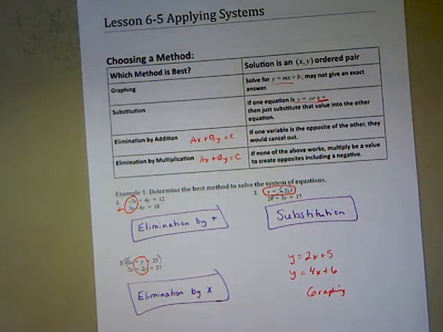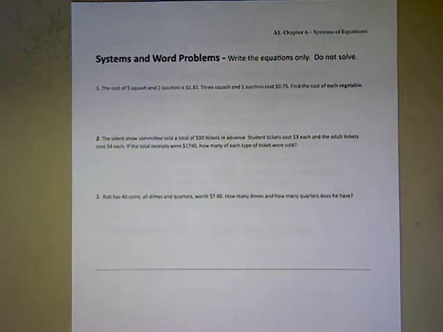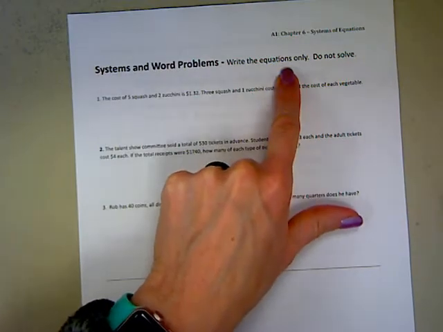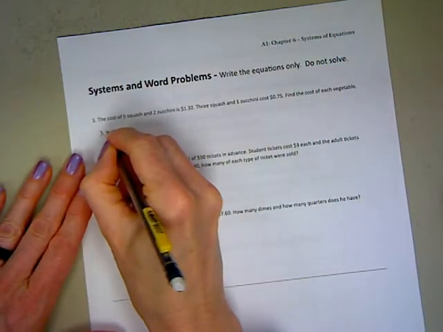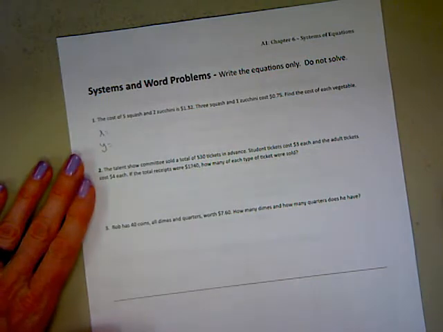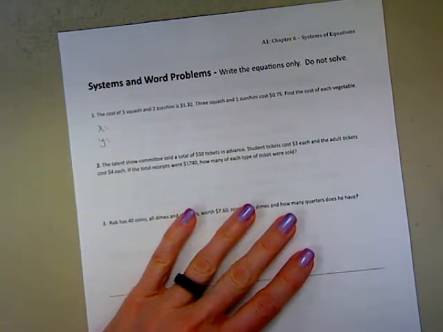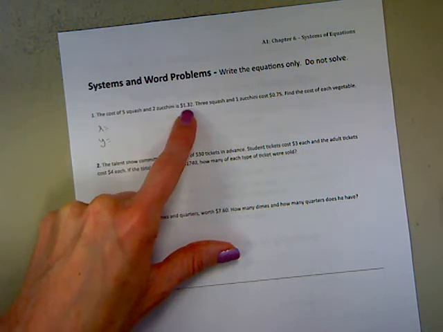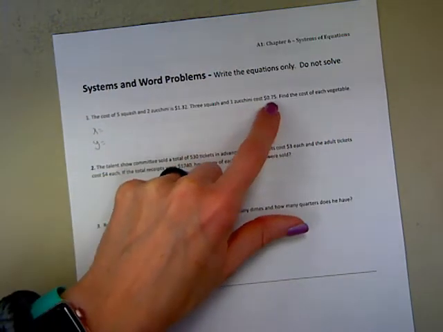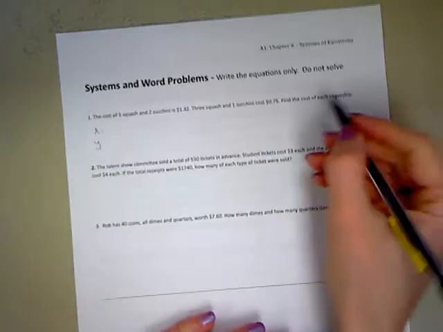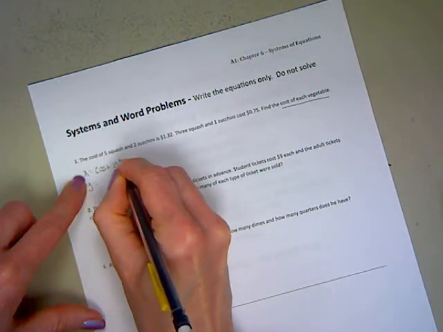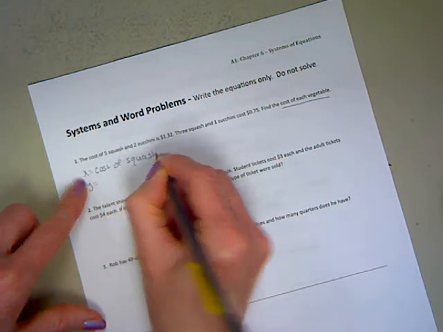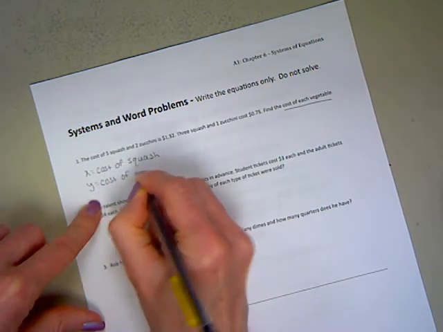Okay, flip the page. We are going to write out the equations, but we are not solving them. We're just practicing here. So we have two variables, an x and a y. We need to define what they are for each problem. So let's read the scenario and then figure it out. It says the cost of 5 squash and 2 zucchini is $1.32. 3 squash and 1 zucchini cost 75 cents. Find the cost of each variable. That's what we're trying to figure out. So let's do x is the cost of squash, and we'll do y is the cost of zucchini.